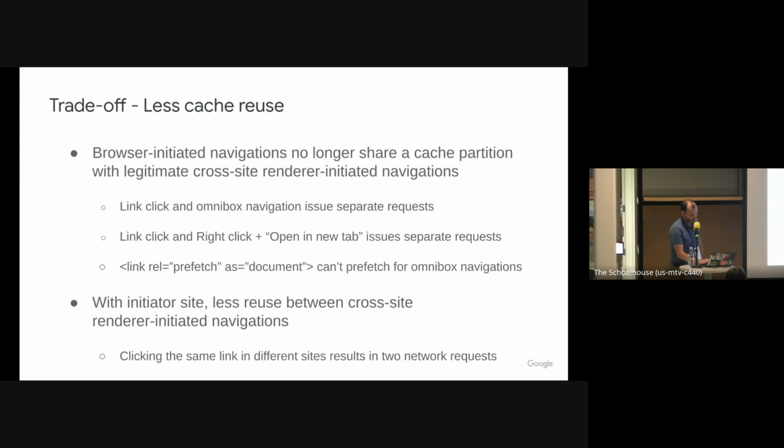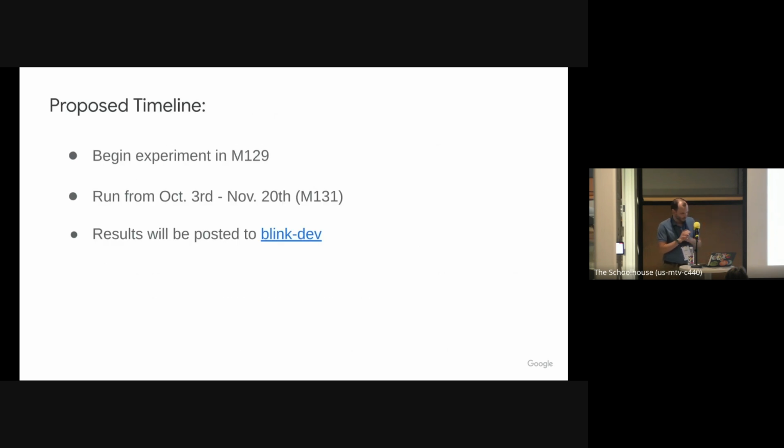And then similarly, if we incorporate the whole initiator site into the key, then that means you have some oddities like if you click a link to the same site on different top-level sites, or I guess on different frame sites, the initiator will be different. So even though you're clicking the same link, you're clicking it from different frame sites, the initiator will be different, and those will not share a cache partition. So there could be performance trade-offs there.